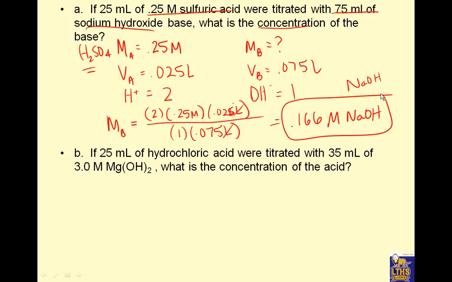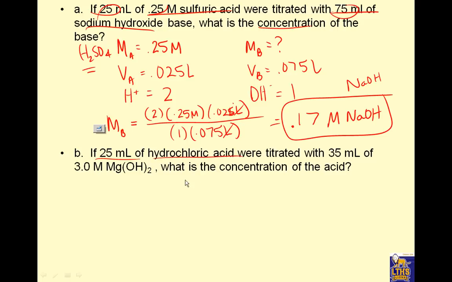All right, and just to double check, I'm going to plug it in my calculator. 2 times 0.25 times 0.025 divided by 0.075. That's what I got. Now, after the 6 was a 7. 2 sig figs, 2 sig figs, 2 sig figs, so I am going to make it 0.17 molar. That was the concentration of the base we didn't know.